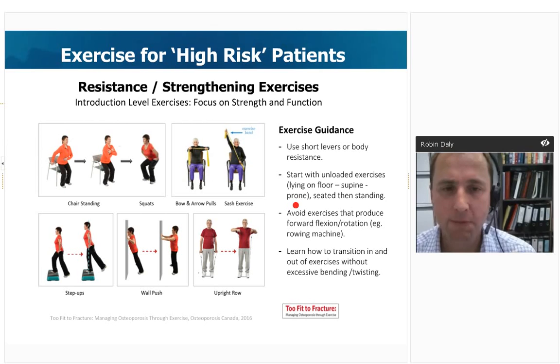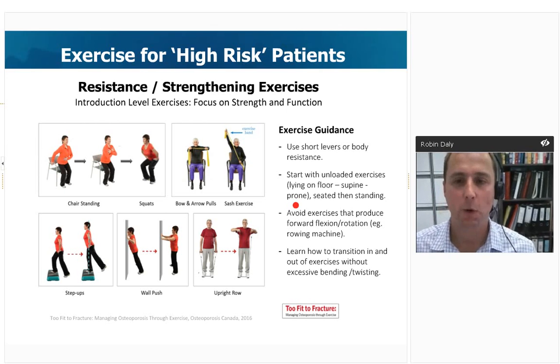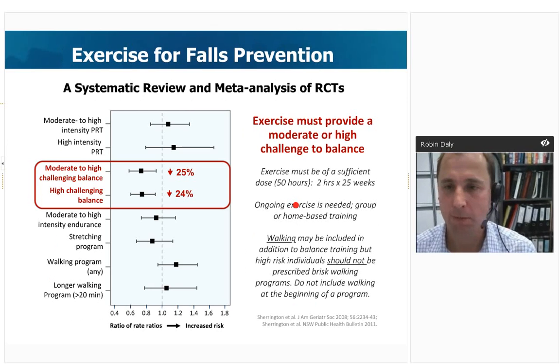In terms of falls prevention, what actually works the best? Now, there's multiple programs and multiple studies out there showing that exercise reduces your risk of having a fall, and that is true. It reduces your risk by about 20 to 30%, but some types of exercises are better than others. So this, again, was a large study, which is a summary of a whole host of studies, and you can see they looked at different types of exercise.